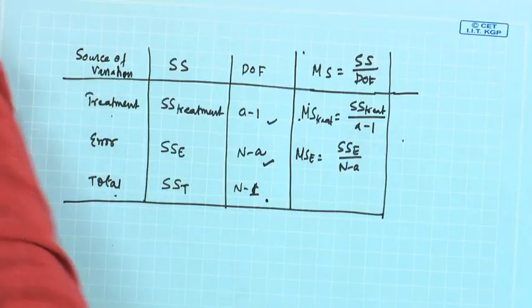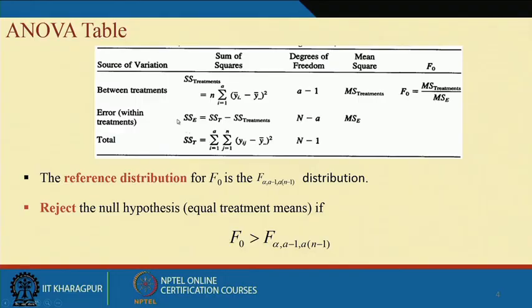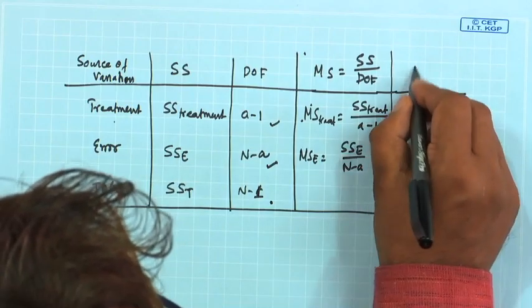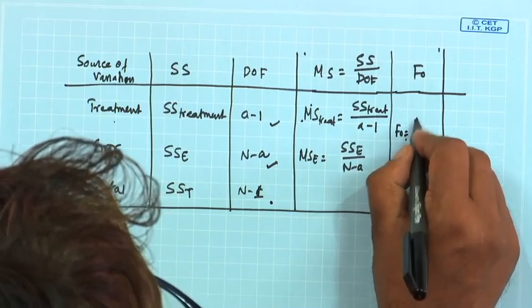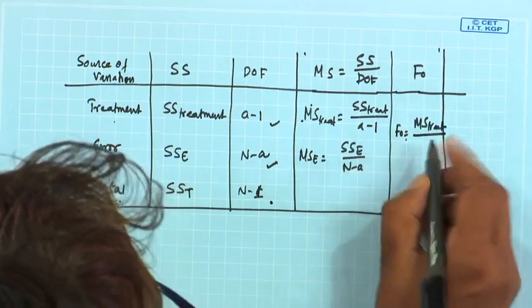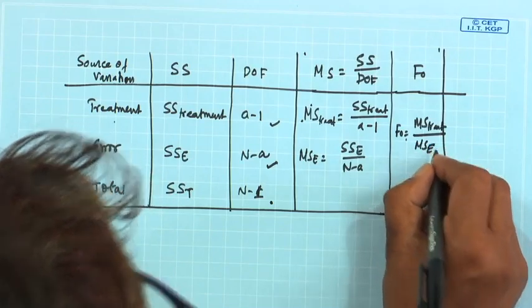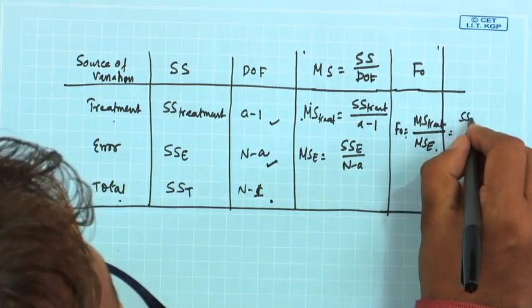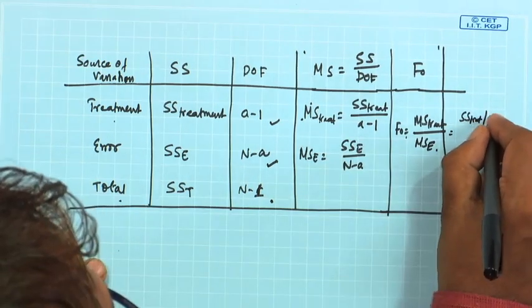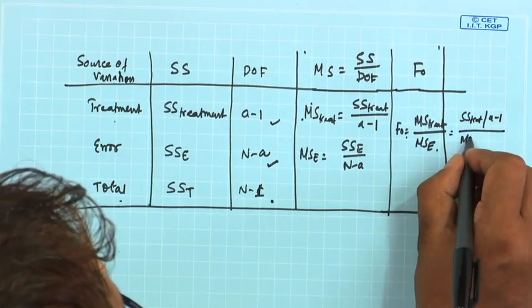So, in this ANOVA table, you see that everything is there. Apart from this, there is another quantity called F0. F0 is nothing but MS treatment by MS error. So, we are interested to know also another one, which is F0 equal to MS treatment divided by MS error. That means this is nothing but SS treatment by its degrees of freedom over SS error by its degrees of freedom.